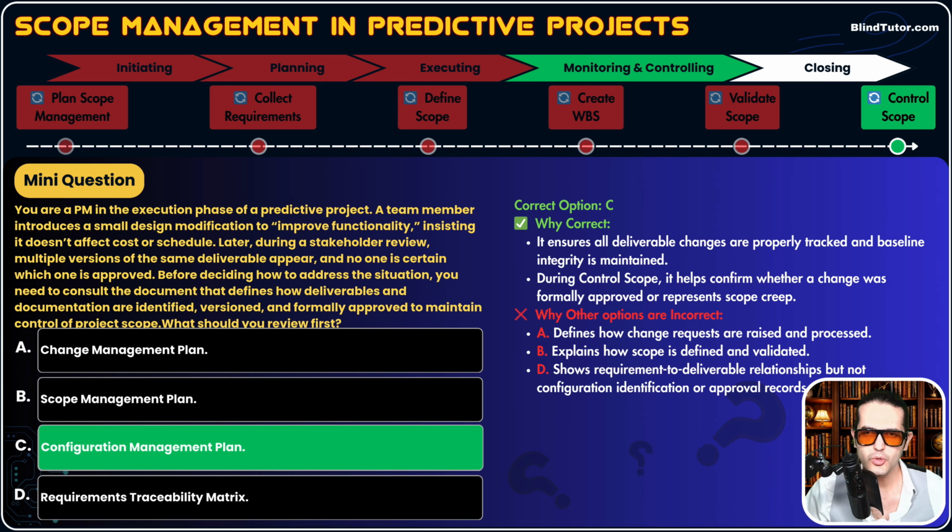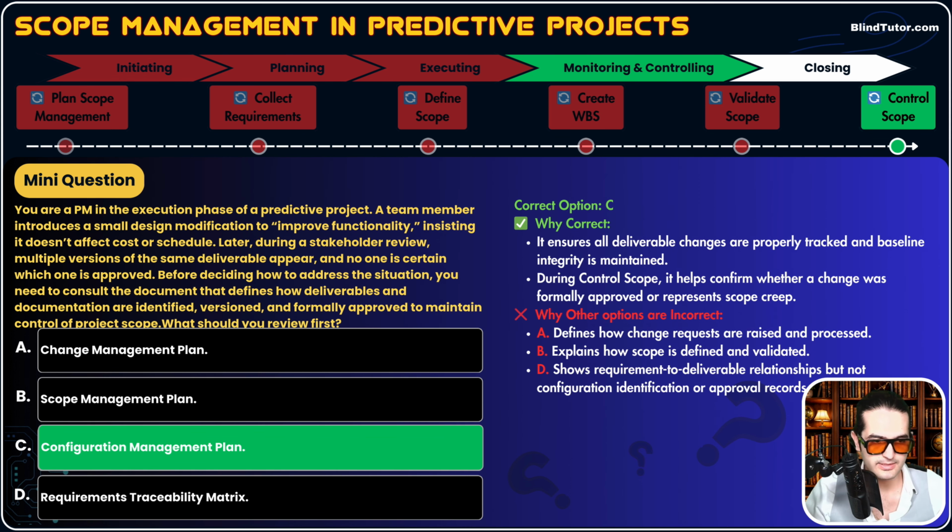Option B is scope management plan, a how-to guide when dealing with the scope, how to validate the scope, how to define a scope, how to control the scope. It has nothing to do with different versions of deliverables. Then requirements traceability matrix. It's a GPS tracker for our requirements. It has nothing to do with different versions of deliverables. When we're talking about versioning, it is configuration management plan.